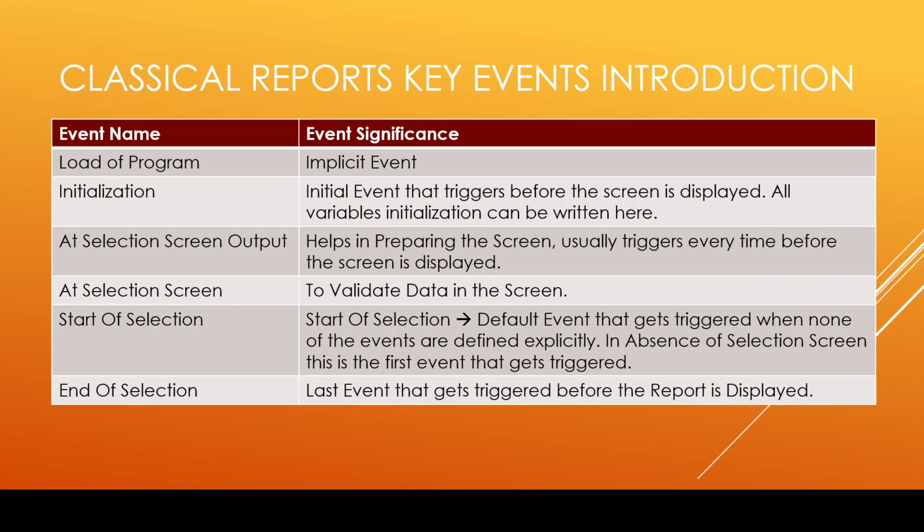So start of selection is a default event that gets triggered when none of the events are defined explicitly, and it is the event that gets triggered when we don't have a selection screen. End of selection is one of the last events that gets triggered before the results of the report are being displayed. The reason for picking up these events is they are the vital events. They play a key role in the majority of the programs that we develop.